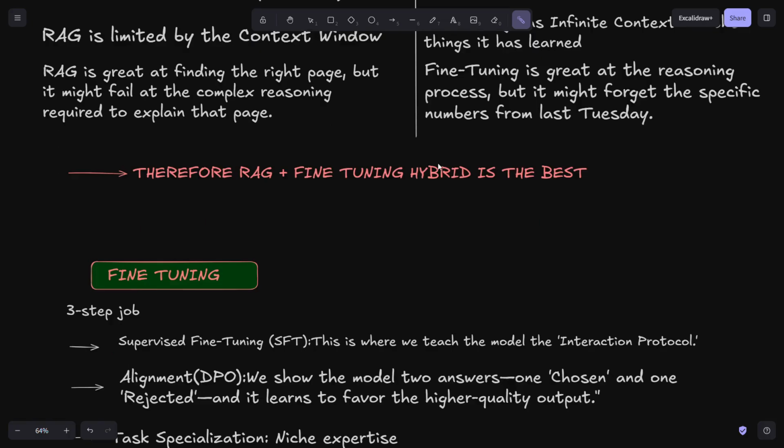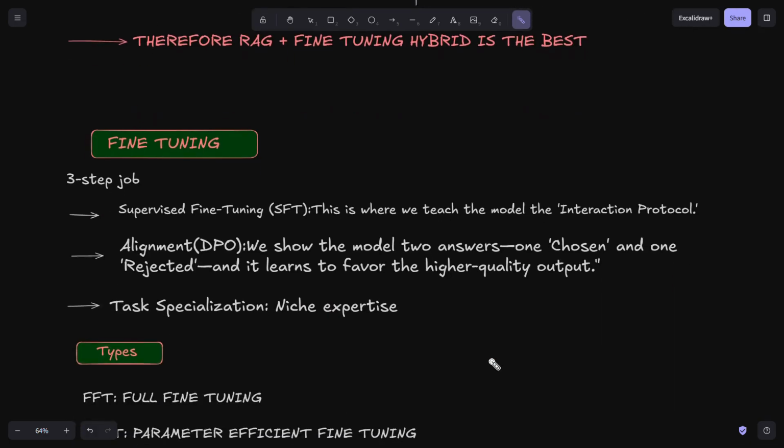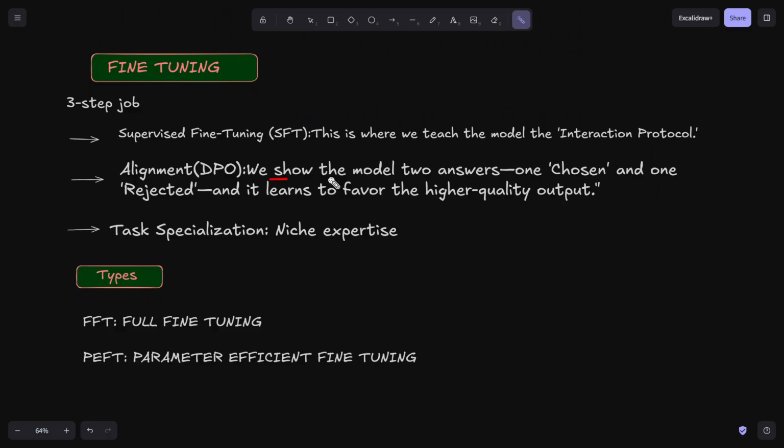Let's look into the basics of fine tuning now. So basically, this is a three-step job. The first step is supervised fine tuning. Here we teach the model what exactly to do with the prompts which are given to it. Then alignment, or training. Here we show the model two answers, one chosen and one rejected, and it learns patterns to favor the higher quality output.